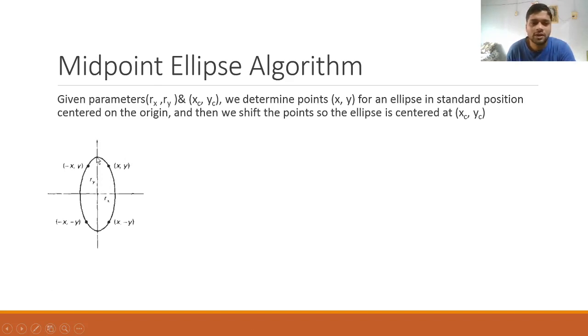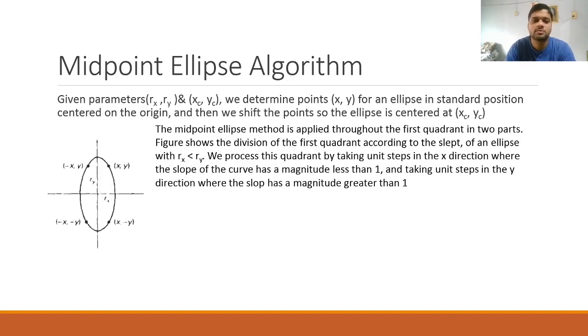So we will travel from, let's say, this location, that is x equal to 0 and y equal to ry. From here we are going to travel in the clockwise direction in the first octant. And the octant is going to end at that particular point where the slope is -1.